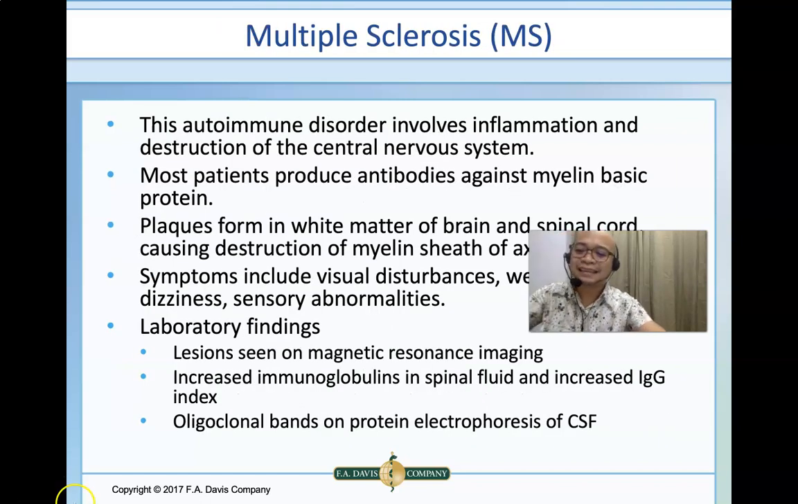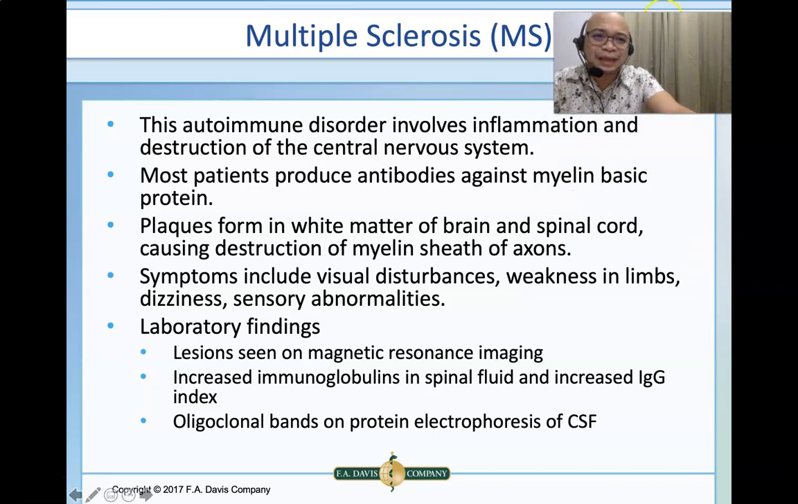And then there's another example of autoimmune disease. This is multiple sclerosis. So this particular type of autoimmune disease involves inflammation and destruction of the central nervous system. The majority of patients will produce antibodies against myelin basic protein. So the myelin sheath is very important for our nerve fibers because it protects them. Remember the Schwann cells, they are the ones that produce the myelin. And then the myelin will allow smooth conduction of nerve impulse.